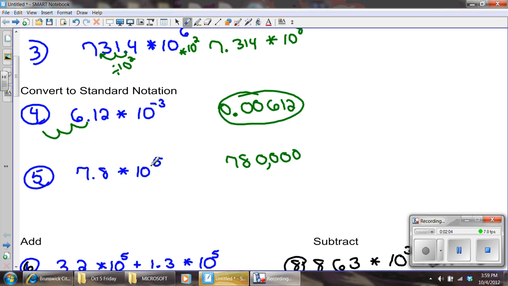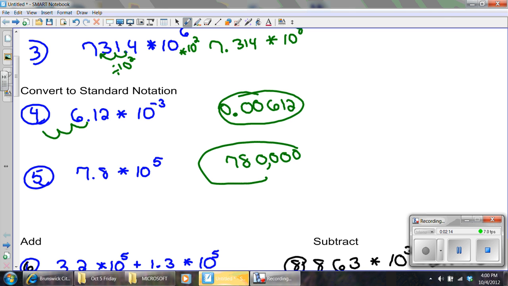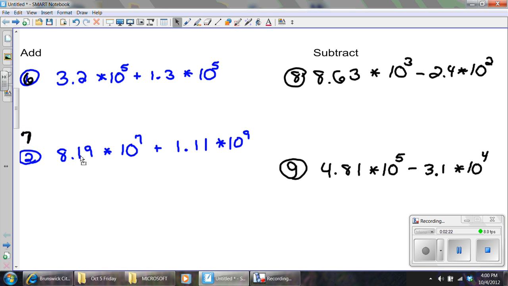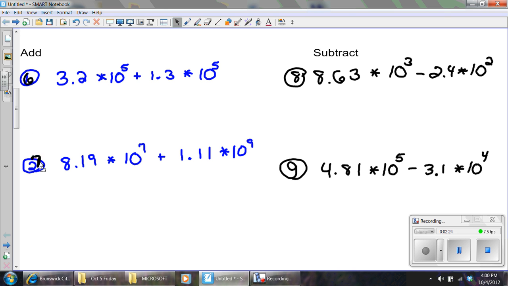So this number has to get larger. The decimal point's going to move to the right 5 places. It was here. 1, 2, 3, 4, 5. And there you go, 780,000. All right, I've got 2 addition ones and 2 subtraction ones. Knock yourselves out. Go ahead and pause the video and see if you can get the right answer.